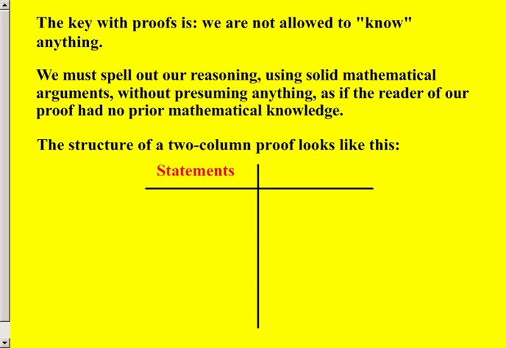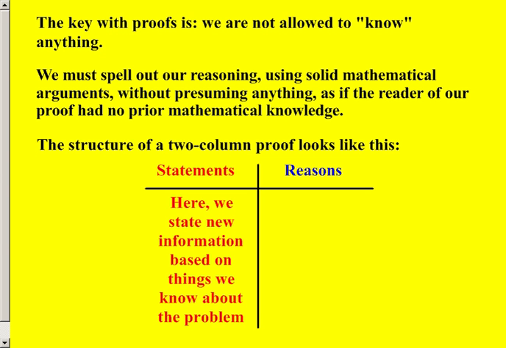Information that we call statements are going to be all the way down the left column of the two-column proof. Information that we call the reasons are going to be all the way down the right column of the two-column proof. In the statements column, this is where we will be working our problems. This is where we will be discovering new information to discuss with whomever the reader of our proofs are.